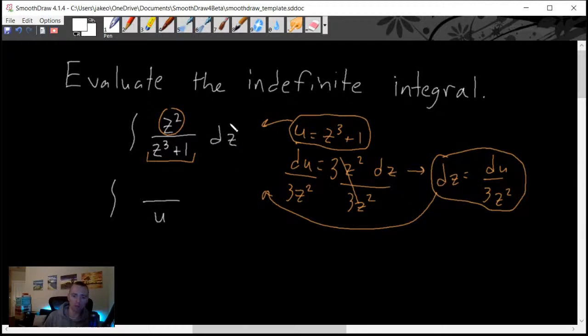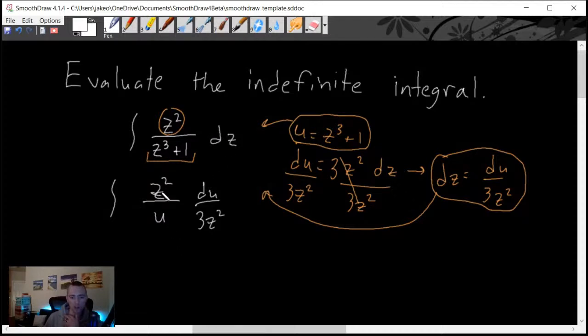And then we have this dz here, which we know is equal to du over 3z squared. So we can replace dz with du over 3z squared. Now we still have a z squared on the numerator, and there isn't going to be a nice way that we can figure out what z squared is in terms of u. So that might be okay, depending on how this is going to simplify based on our dz term.